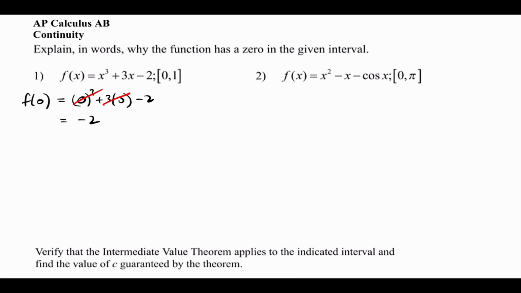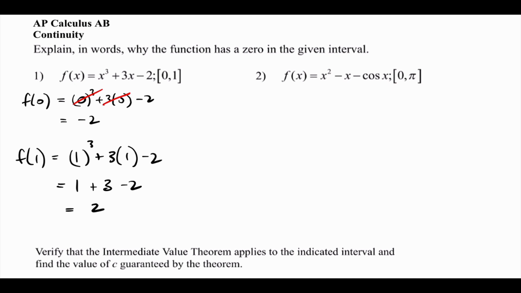So now let's plug in 1. What happened at 1? One plus 3 minus 2. 2, right? Positive 2. So the y value at 1 is positive 2. So did it cross the x-axis? How many times did it cross? We don't know.